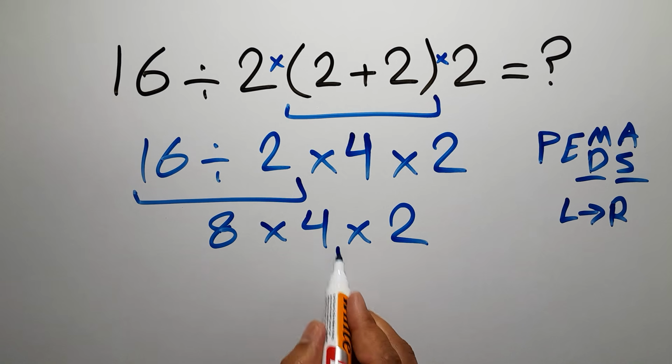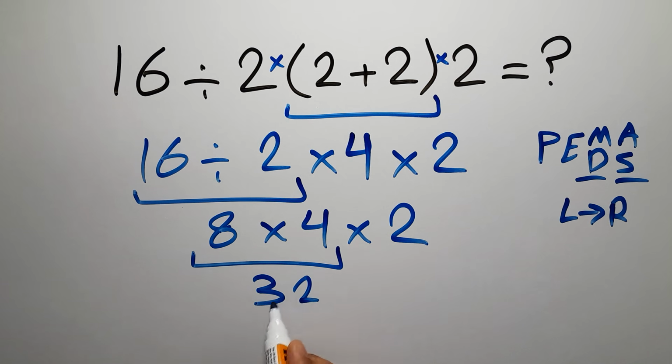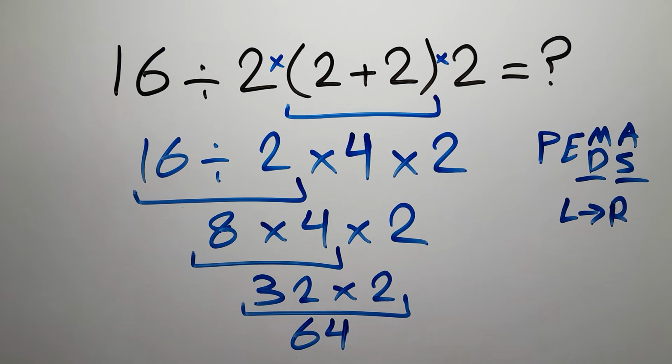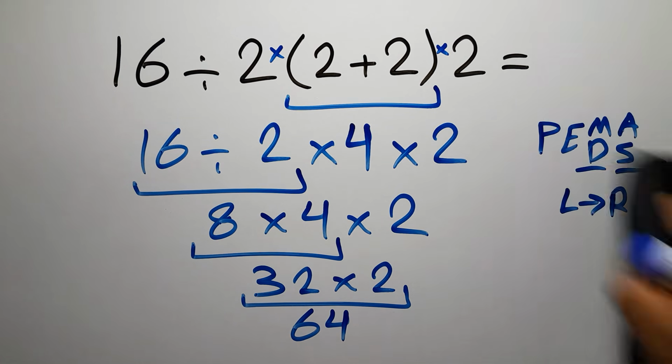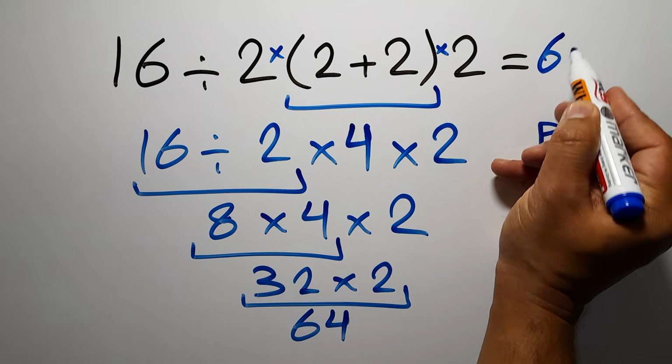8 times 4 gives us 32, and 32 times 2 equals 64. And this is our final answer to this problem. The correct answer is 64.